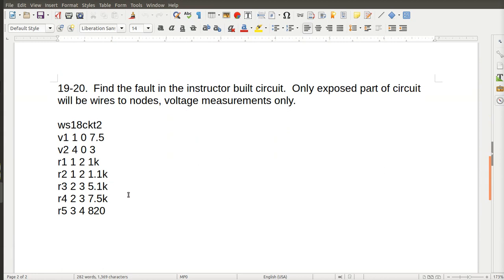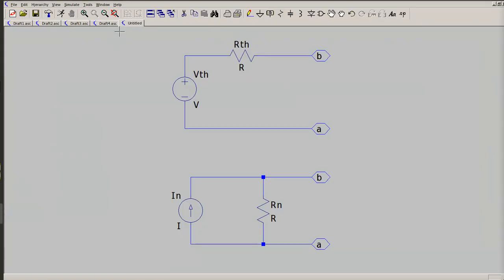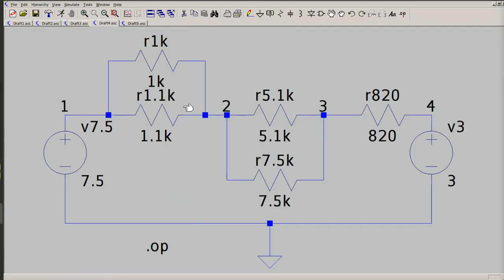So here's a circuit. It's the instructor-built circuit. And if I go back to the right tab, that's what it should look like. If you drew it out, you could flip the 7.5K up if you want to. So node 1, node 2, node 3, and node 4. So find the fault.